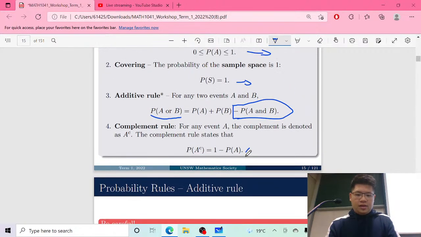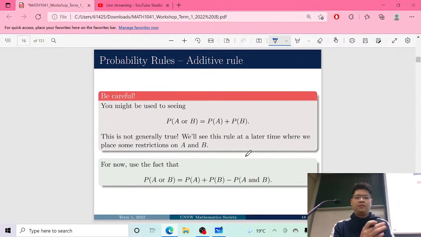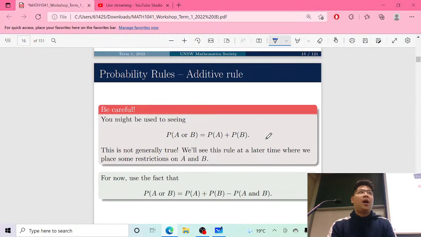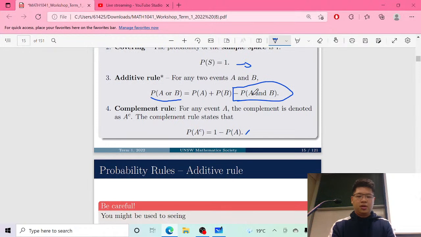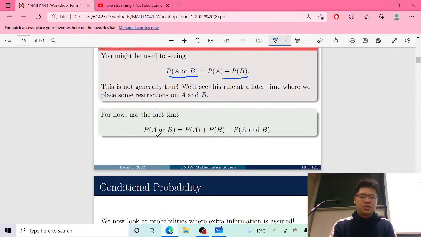So I think those are just a very brief look at the probability rules, and now I just want to talk a little bit more about the additive rule. Like I mentioned before, the term that you saw here at the end, minus P(A and B), you might not be used to seeing that because sometimes it's not existent. And we'll go into cases where that's true. But in general, if you're used to seeing P(A or B) equals P(A) plus P(B), just remember that this is generally not true. It's not always true in all cases, and there are special cases where this is true. So you just have to use this fact right now: P(A or B) equals P(A) plus P(B) minus P(A and B).